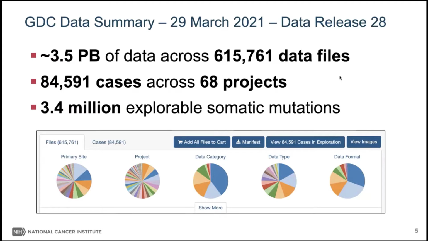This includes both the active data that is harmonized by the GDC and the legacy data that was inherited by the GDC, most of which is TCGA, The Cancer Genome Atlas. Almost 85,000 cases are in the GDC across 68 projects. For those of you who aren't familiar, cases are what we refer to as patients or donors. Usually they do correspond to patients. In addition to these files and cases, we have 3.4 million explorable somatic mutations that are available through our portals.